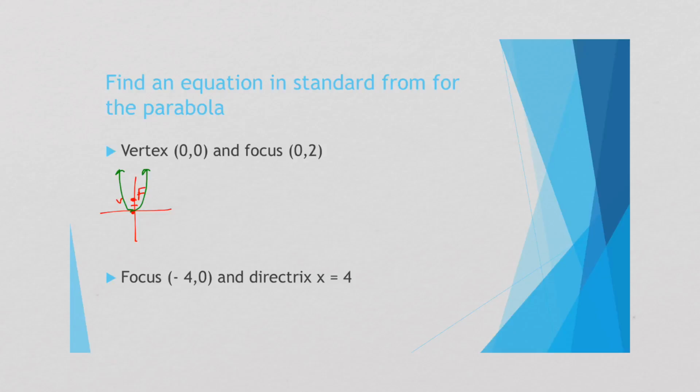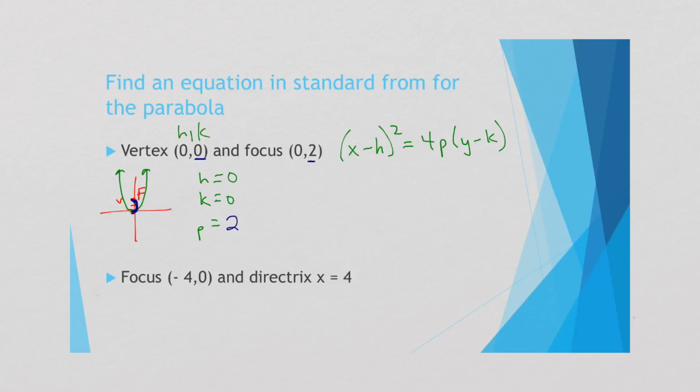Because it tells me I need an x squared. So my standard form is x minus h squared equals 4p times y minus k. Well, what do I need to know? I need to know h, I need to know k, I need to know p to write my equation. I know h is 0 and k is 0 because my vertex is h, k. What's p? Well, p is this distance between the focus and the vertex. And that's 2, because k plus p is 2, which makes p equal to 2.